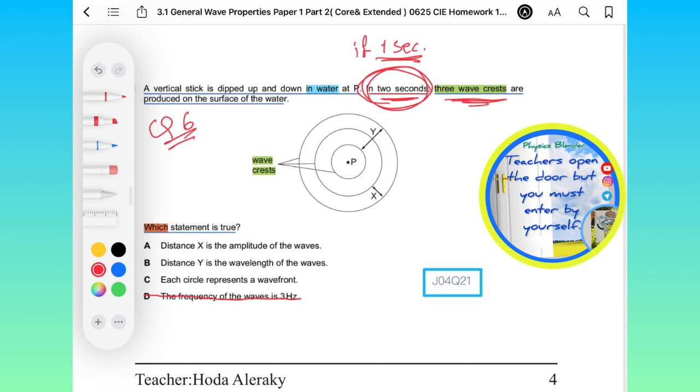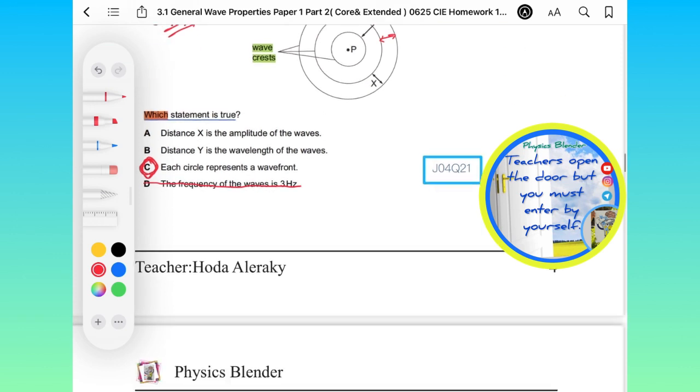Distance y is the wavelength of the wave? No, distance y is not the wavelength. The wavelength is the distance between two wavefronts, so it's not y. X is the amplitude? No, x could be the wavelength. So the correct answer is each circle representing a wavefront.